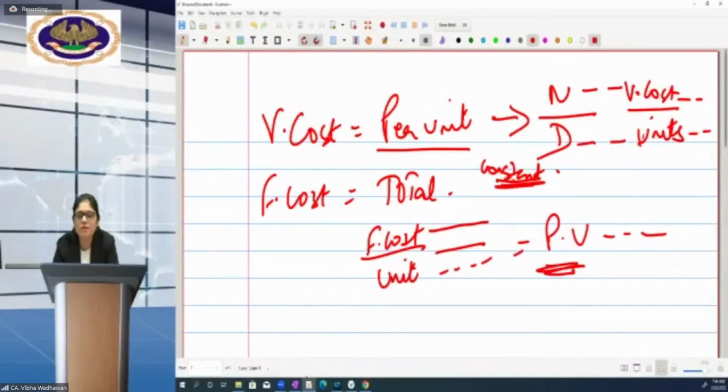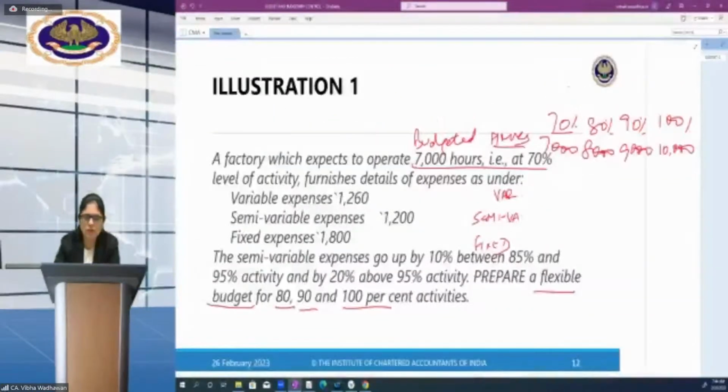Why? Because the numerator does not change. Fixed cost remains constant and the units keep on changing, so the fixed cost per unit always changes. Clear? Variable cost is generally denoted per unit because it is applied to the units produced. So variable cost per unit remains constant because the numerator and denominator both change in equal proportion. That you need to understand and remember.